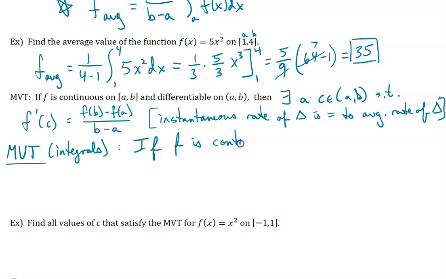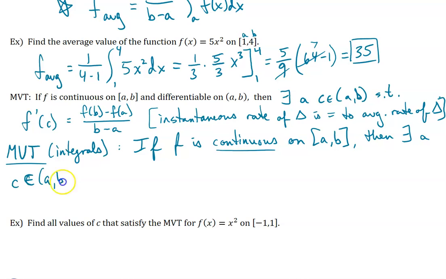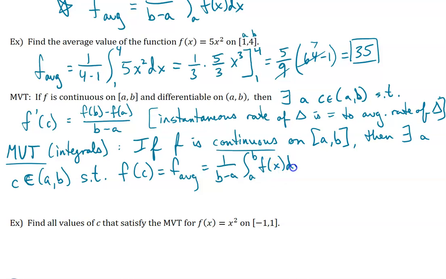is continuous, and by the way, we do not care if it's differentiable or not, it just has to be continuous on the closed interval, then there exists a c in the open interval from a to b such that f of c is equal to the average value, which is 1 over b minus a times the integral from a to b of f of x dx.